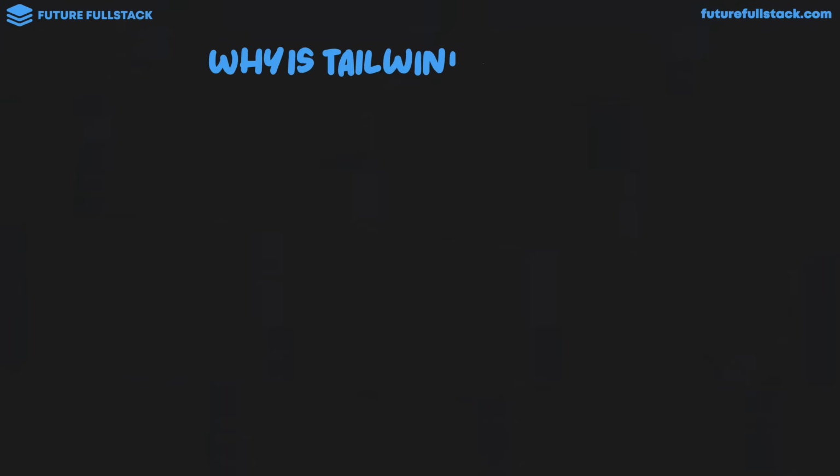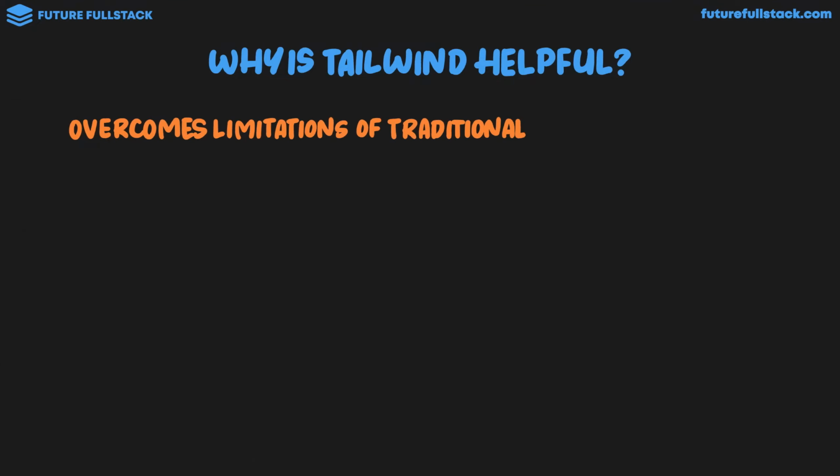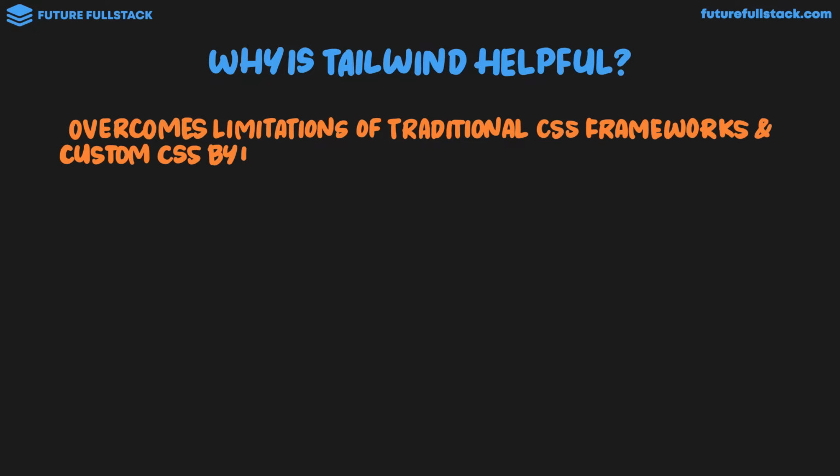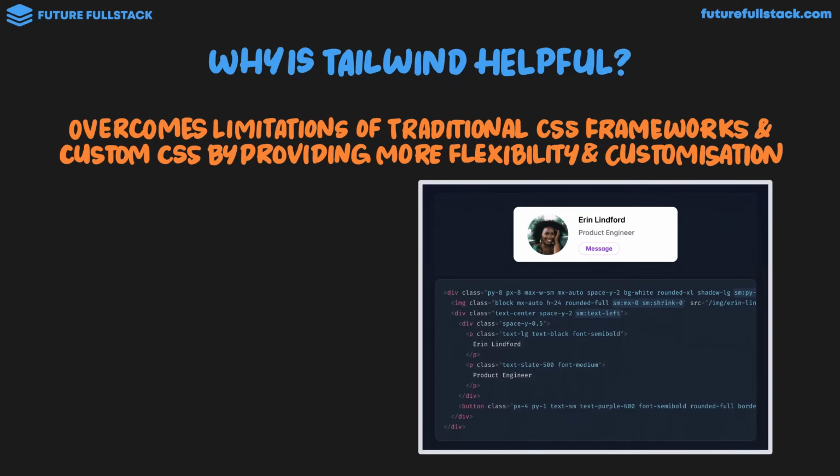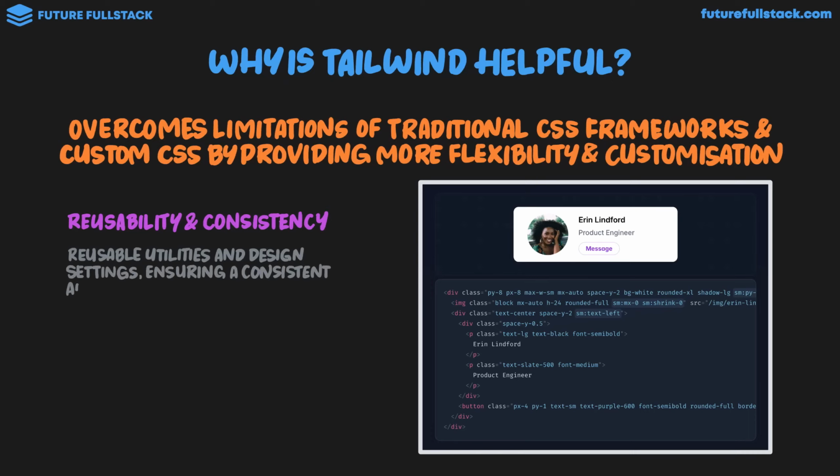So why is Tailwind helpful? Tailwind overcomes limitations of traditional CSS frameworks and custom CSS by providing more flexibility and customization. Looking at an example component written in CSS, I want to look at 4 reasons why Tailwind is helpful. The first is reusability and consistency. Reusable utilities and design settings ensure a consistent and easy to manage design.